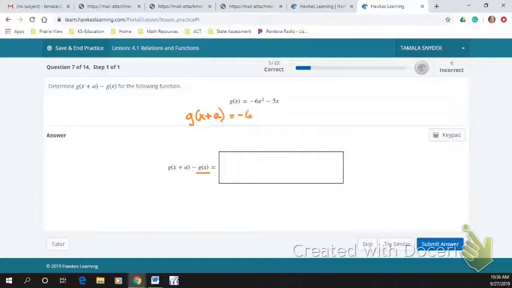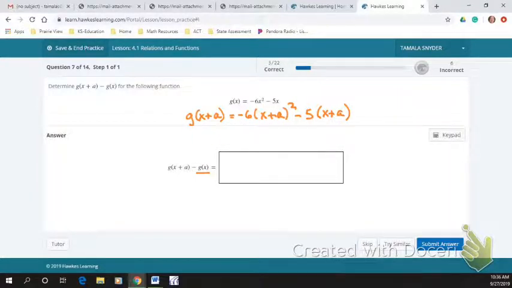Negative 6. Replace it with a. X plus a, quantity squared. Minus. And instead of putting an x, what do I put? X plus a. And then we would have to subtract the rest. I was going to go ahead and simplify this and just figure out this part of it for now. Okay? So let's just simplify the g of x plus a.